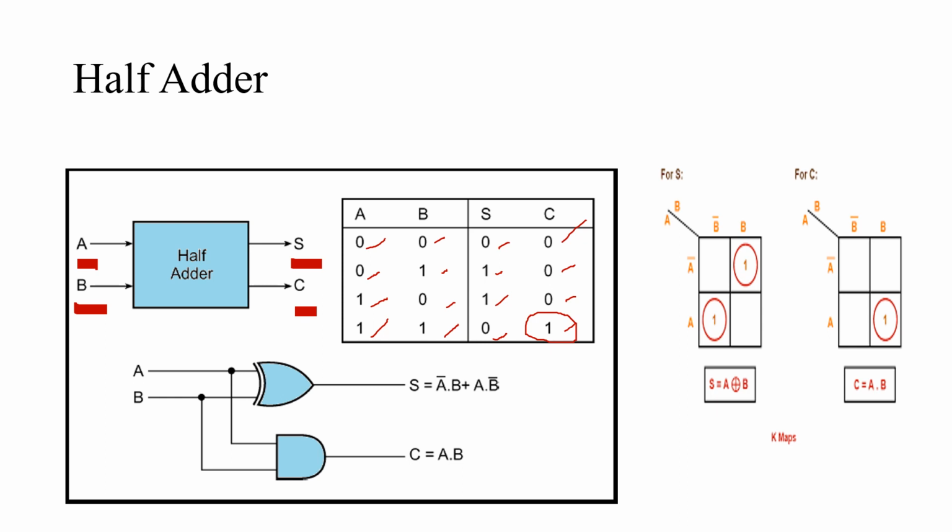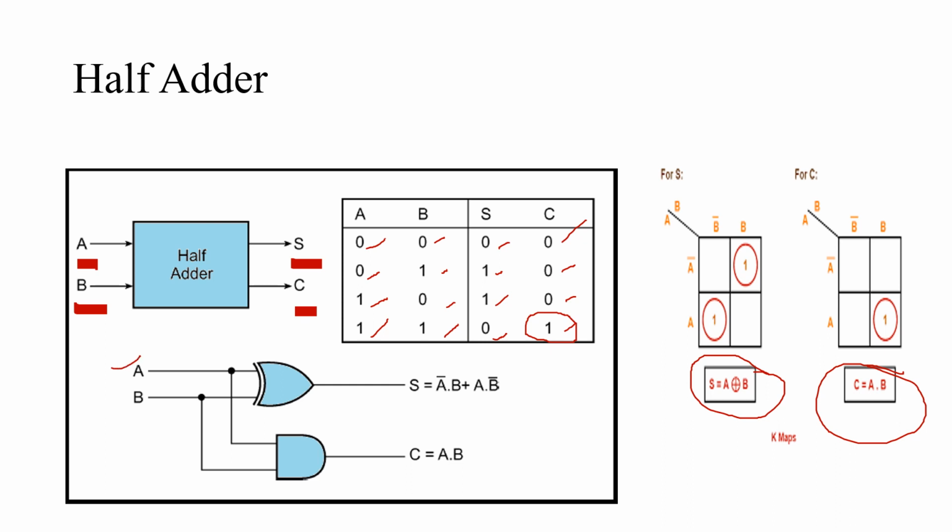Now we will draw the K map using the truth table. The K map over here shows the two variables A and B, and wherever the sum is high, which is 1, we will put it over here. So we see the expression is A B bar plus A bar B, which is nothing but A XOR B, and for carry you have A dot B.